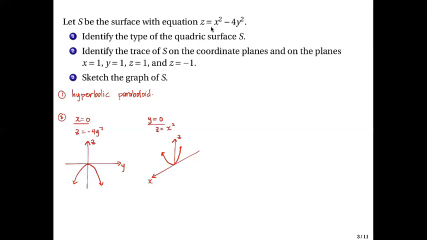And then when z equals 0, of course we will get x squared minus 4y squared equals 0, but this is just x minus 2y and x plus 2y. So you will get two lines.